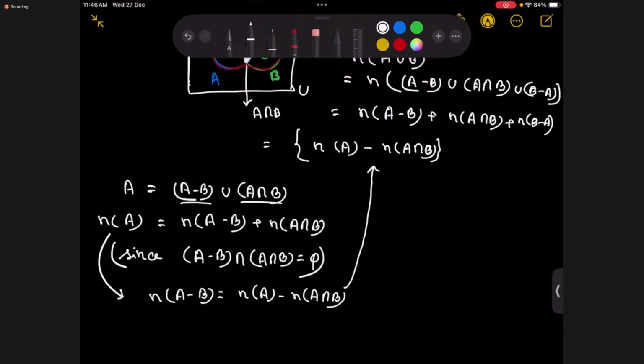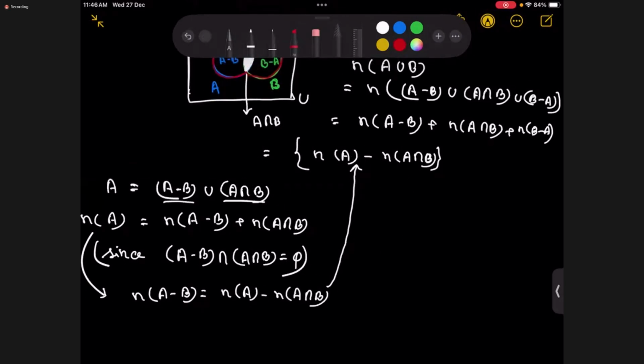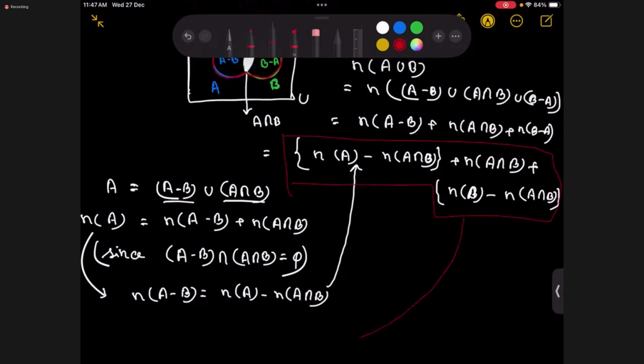So ultimately we have obtained the result. Similarly, we will not change anything for A intersection B. And what about this other term? This is nothing but the cardinality of B minus the cardinality of A intersection B. A similar statement we have used here. Now, if we box it, we can find a result here.